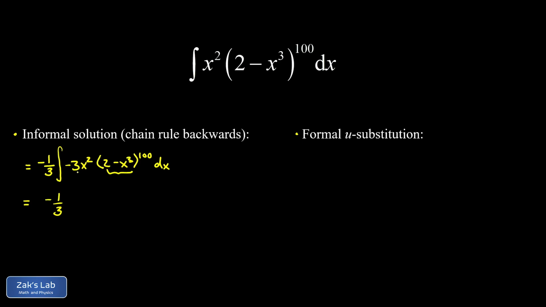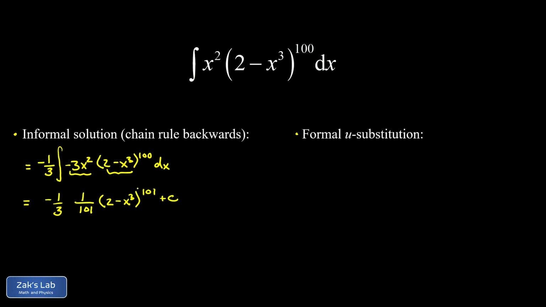And now that we have the derivative of the interior function right next to this function composition, we can quickly guess the antiderivative. We just apply the power rule to the function composition. So I end up with 1 over 101 times the quantity 2 minus x cubed to the 101 plus c. And anytime you're using the chain rule informally like this, it's wise to at least mentally check that the derivative gives you back what you started with.